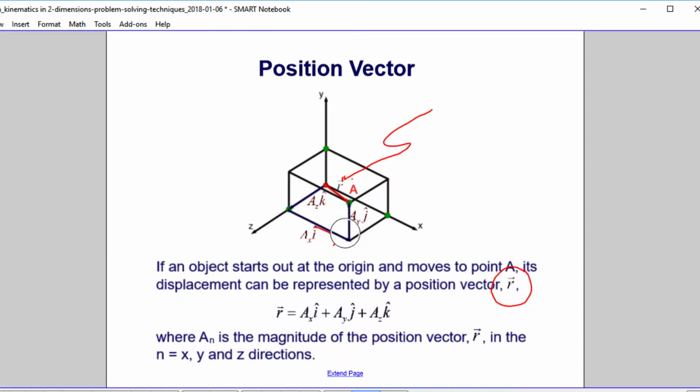And I'll erase all those guys and show you where we wind up. We'll wind up right here, and then connect that to the origin. And we're going to call that vector r, and it will be a_x i hat plus a_y j hat and a_z k hat. And each individual a sub n is the magnitude of the position vector in those 3 directions. So by adding these 3 vectors together, we will wind up with the total position vector r. And we'll put that up here.